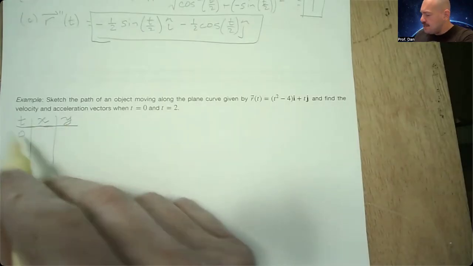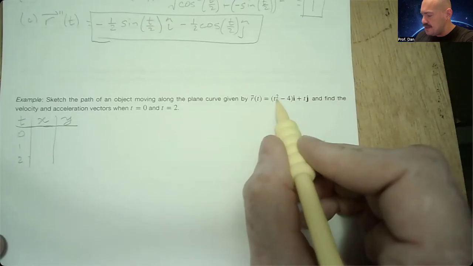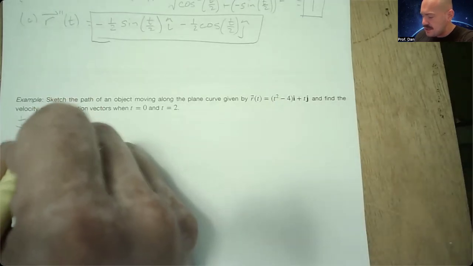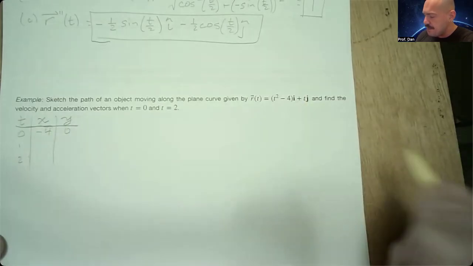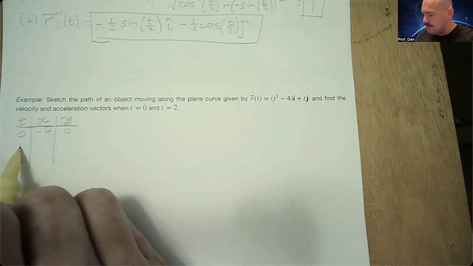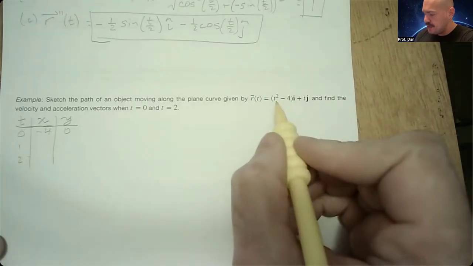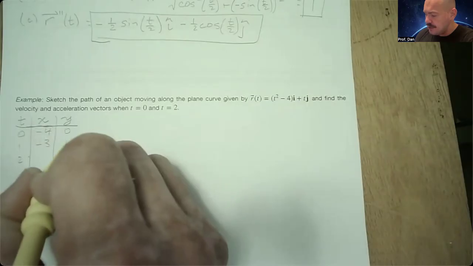So if I plug 0 in for t, for my x component, I end up getting 0 minus 4. So that's an x coordinate of negative 4. And for my y component, I just get 0. For the coordinate when t is 1, x coordinate we get 1 minus 4, negative 3. Y coordinate we get 1.